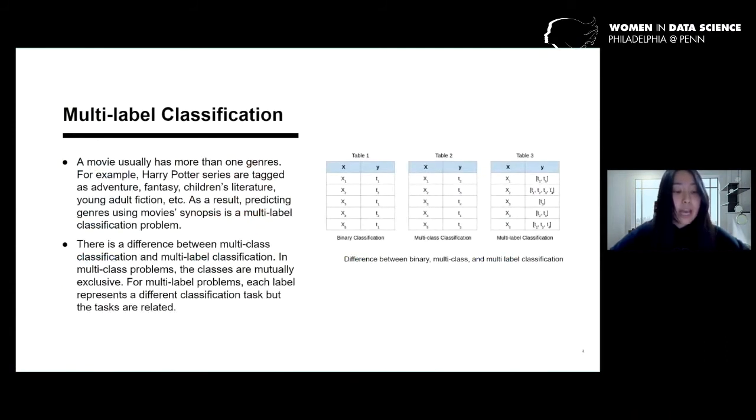A movie usually has more than one genre. For example, Harry Potter series are tagged as adventure, fantasy, children literature, and so on. As a result, predicting genre is a multi-label classification problem. It is worth noticing that there is a difference between multi-class and multi-label. In multi-class problems, classes are mutually exclusive. For multi-label problems, each label represents a different classification task, but the tasks are related.